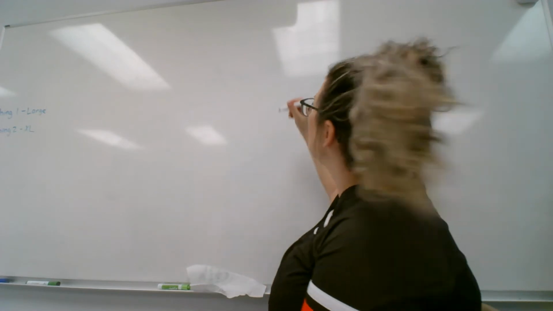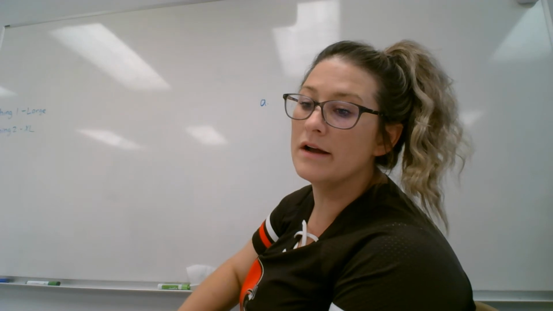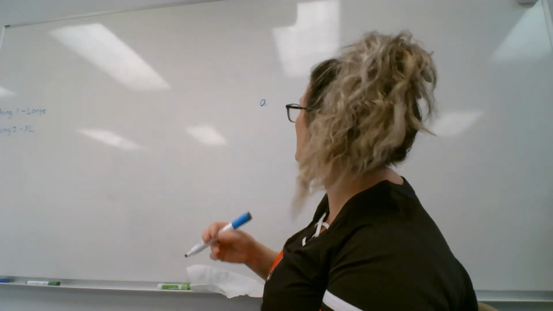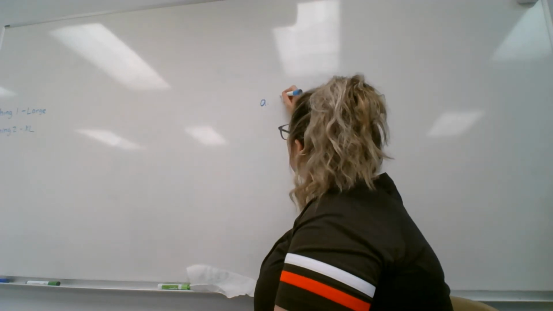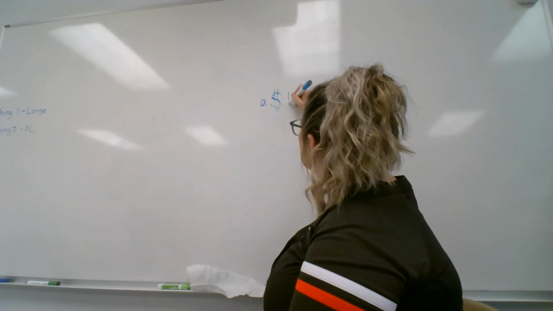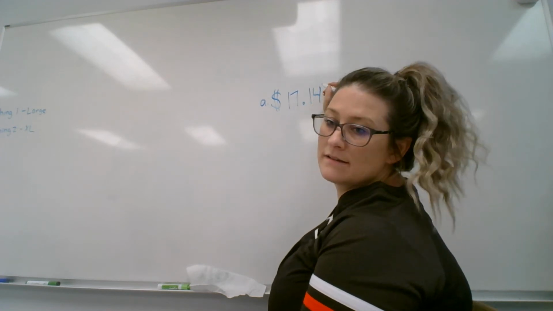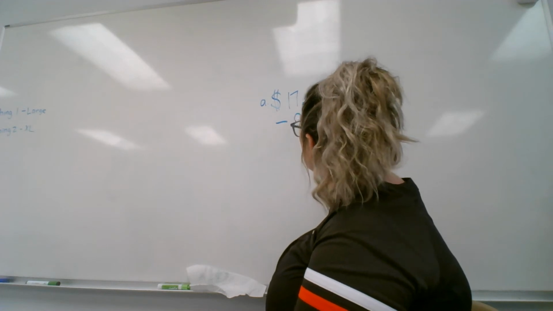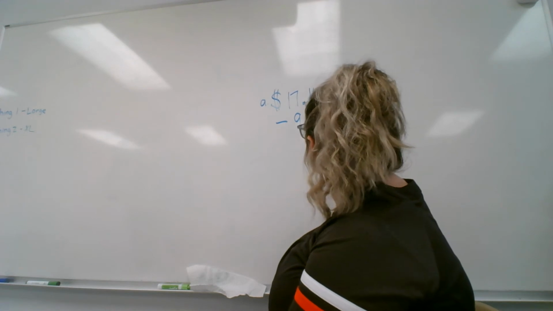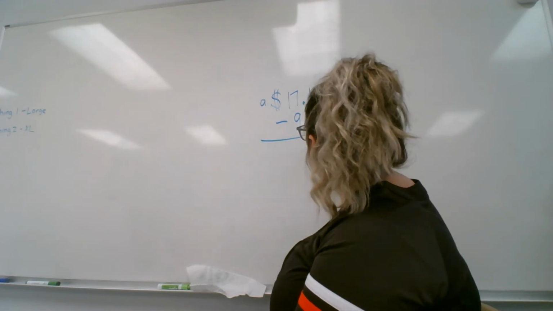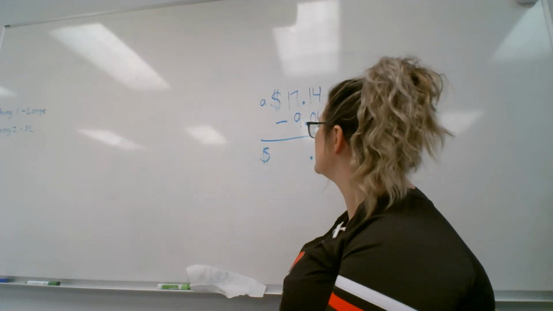All right, problem A. Remember, we have to line it up so that the decimals are on top of one another. All right, so it's a subtraction problem. Money sign, $17.14 minus $9.06. Make sure you have that decimal. You should be able to go ahead and just plug your decimal point in and add your money sign.